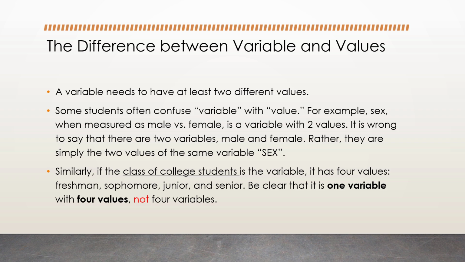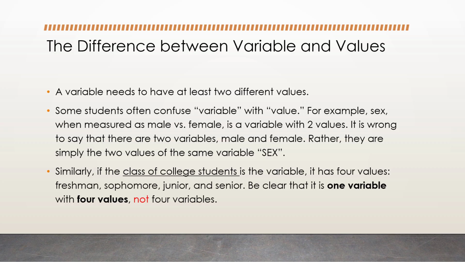Some students confuse variables and values. A variable is a characteristic that can take on different values. For example, gender is one variable with 3 values in this case. It's incorrect to say you have 3 gender variables, male, female, and non-binary. If you only collect data from girls, gender becomes a constant, not a variable anymore, because all participants have the same value.